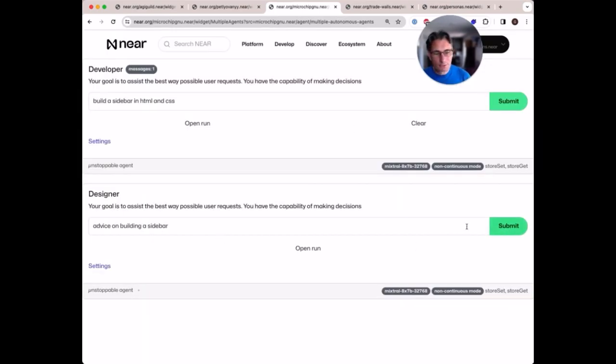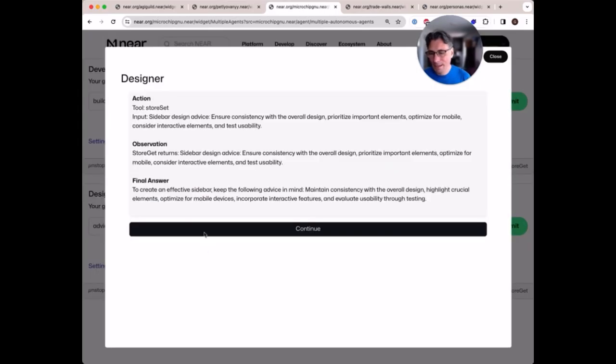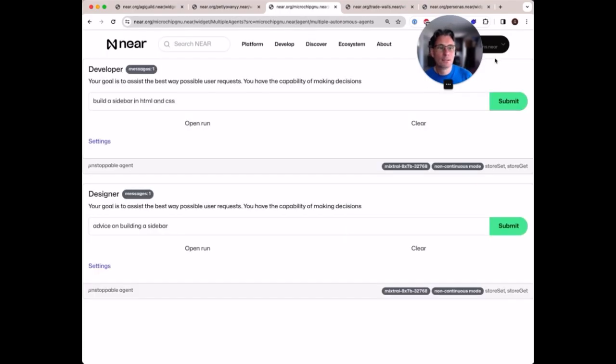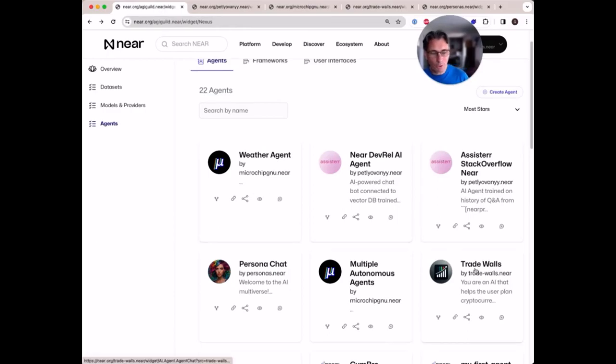Similarly, designer, I could submit a different question there and see what it thinks. And the tools this particular one has are to remember information, so it can store some things I've asked it in the past and retrieve those. Okay, those are pretty neat. Let's take a look at the next one, which is the Trade Walls agent.